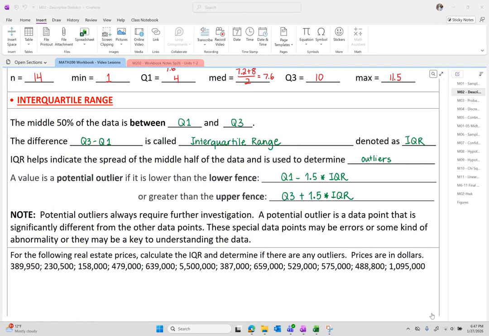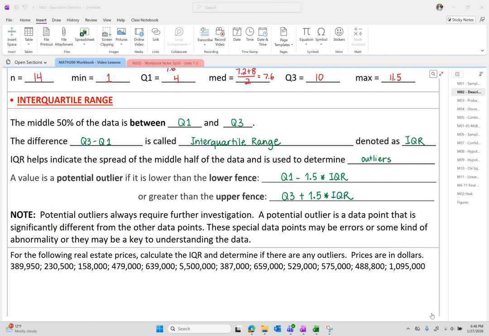Outliers are considered values that are too small or too large. And too small or too large is 1.5 IQRs from the first and the third quartile. So a potential outlier is lower than the value that we call the lower fence or greater than the upper fence. The lower fence is 1.5 IQRs below Q1 and the upper fence is 1.5 IQRs above Q3. Potential outliers always require further investigation.